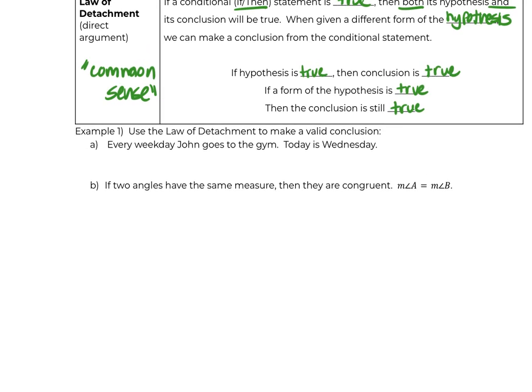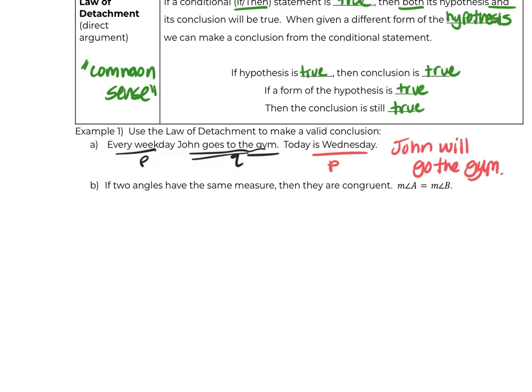So first off, in this one, we're using the law of detachment, or direct argument, to make a valid conclusion. So it says that every weekday, that's my P part, John goes to the gym. That's my Q part. All right. So what they're telling us is, well, today is Wednesday. So then what do we know is going to happen to John? Well, it's a weekday, right? Wednesday is a weekday. So my conclusion is that John will go to the gym. All right. So not too complex.